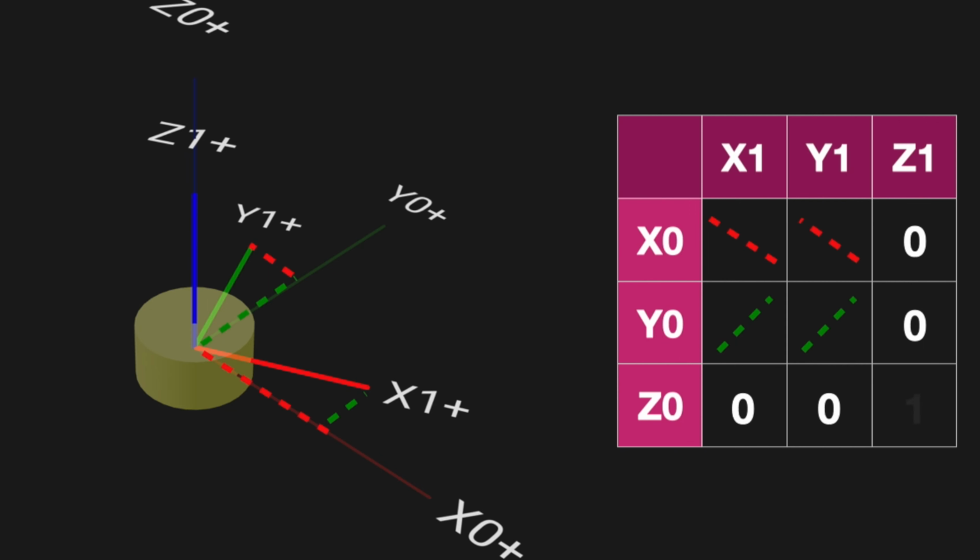And lastly, for z1, there is 0 on the x0. There is 0 projection on the y0. And finally, because z1 is in the exact same location as z0, we put a 1 here.